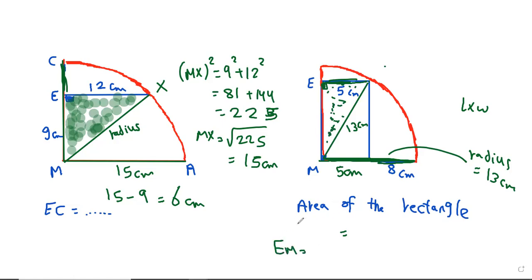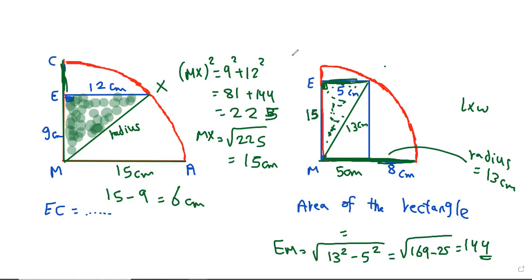By using Pythagoras. So EM is the square root of 13 to the power of 2, the square of the hypotenuse, minus 5 to the power of 2. 169 minus 25 equals 144. So the length of this side is going to be 12. Now we can get the area of the rectangle. The area equals length times width. So the area of the rectangle equals 12 times 5 equals 60 centimeters squared.